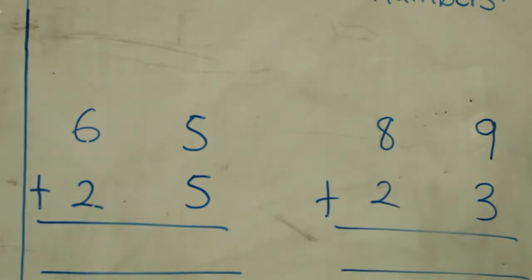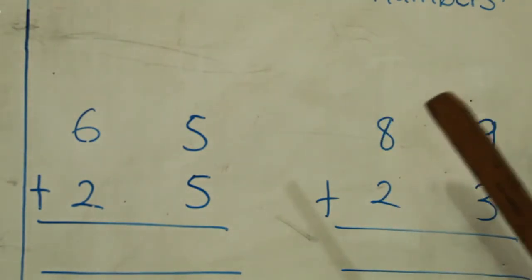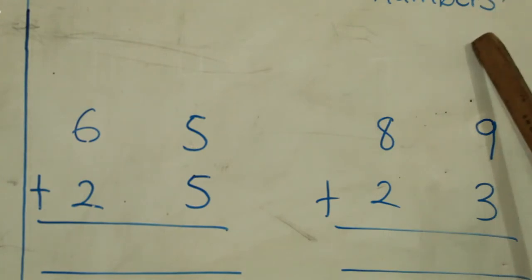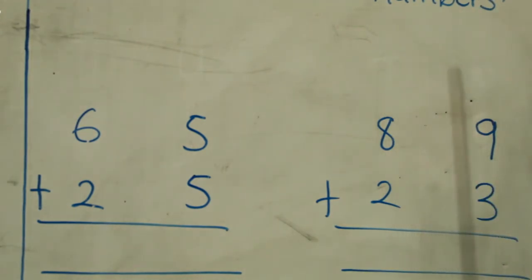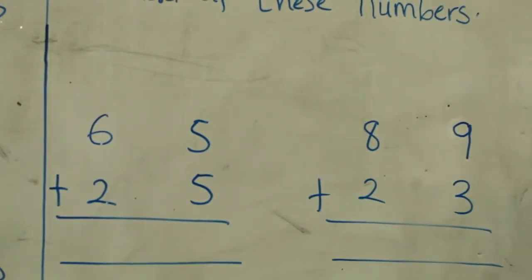Don't forget, while adding up, always start from the right-hand side. And then when you get your answer, you write it somewhere, and then you pick the very first number, the right-hand side. Good. I know you will get it correctly.